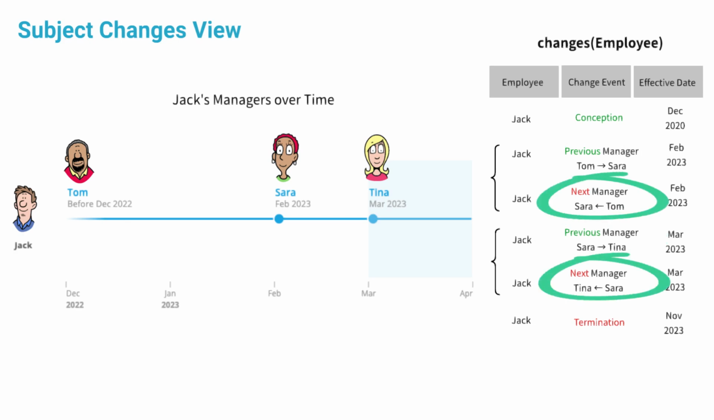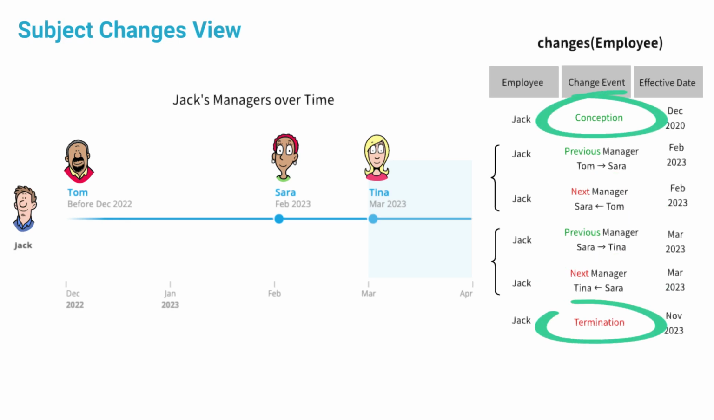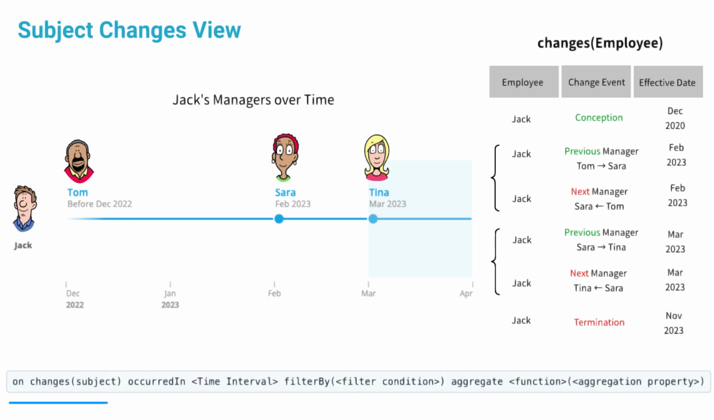Additionally, this transformation identifies conception and termination events. A conception event occurs when there is no prior state for a subject, for example, Jack joining the company in December 2020. A termination event occurs when there is no subsequent state for a subject, for example, Jack leaving the company in November. With this event view, we can write metrics using event time handling functions, such as occurred in.